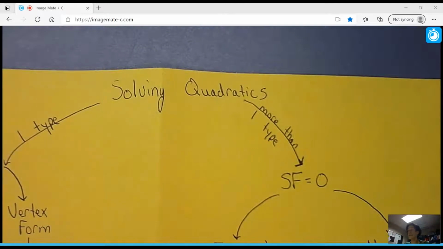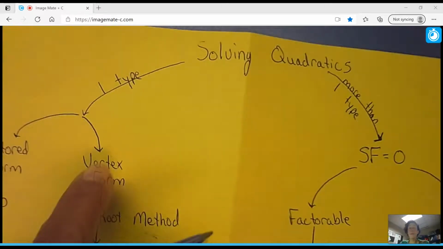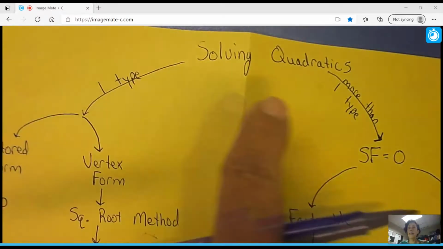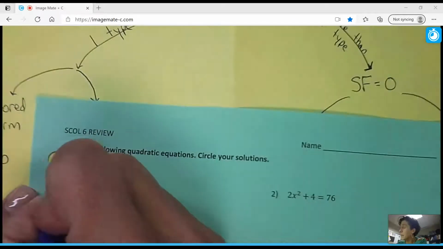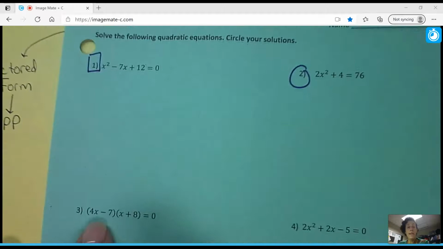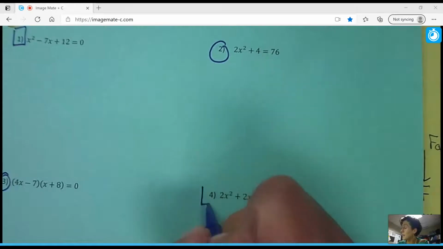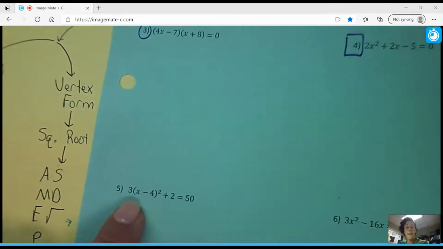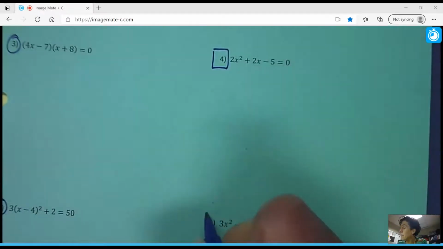All right, so let's get started. So the first thing I'm going to suggest you do when you take the Showcase of Learning is let's organize our problems. Let's circle the problems that are going to be one type of x, and let's box the problems that are more than one type of x. So more than one type of x, I'm going to put a box. One type of x, circle. More than one type, box.